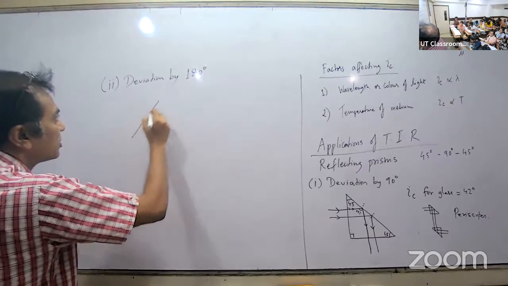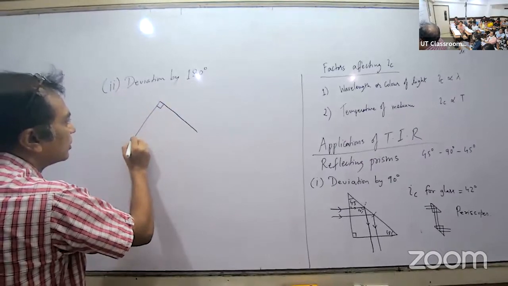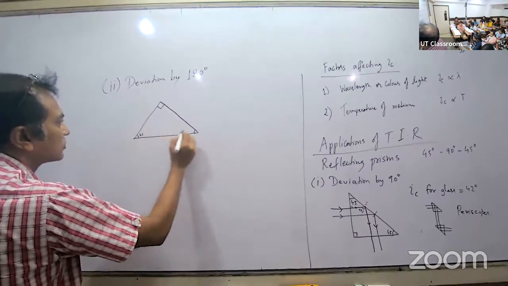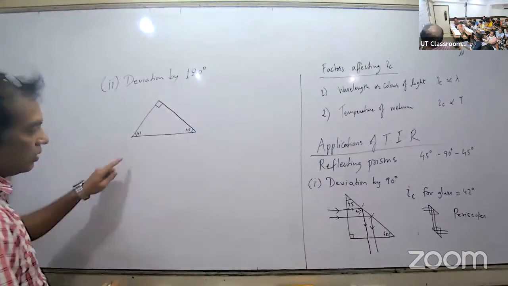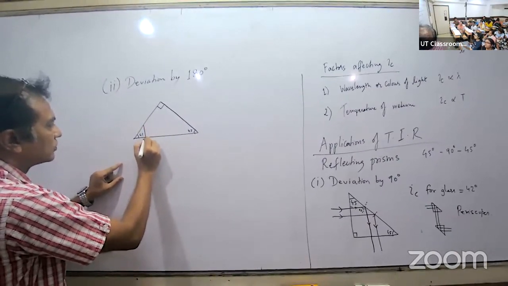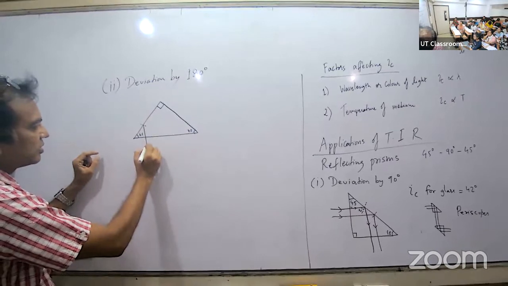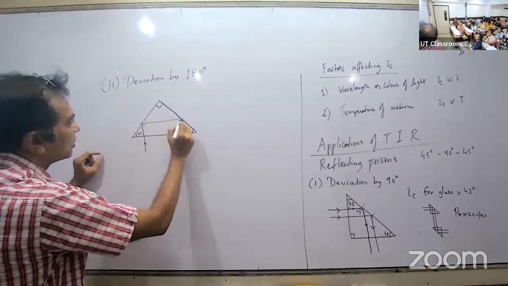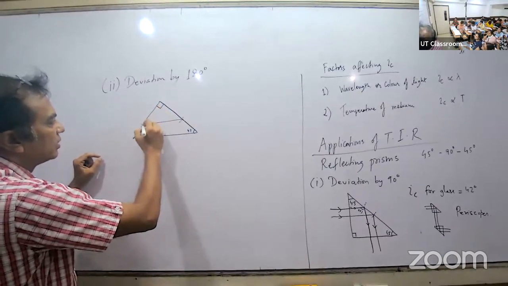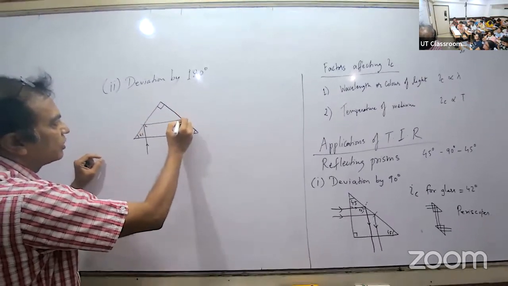Let us say you have placed the prism like this. Now the 90 degree is up, and this is 45 degree. Now the incident ray is in this direction. Again, what is the angle of incidence? 45. Yes. So now it will be totally internally reflected. This is also 45.